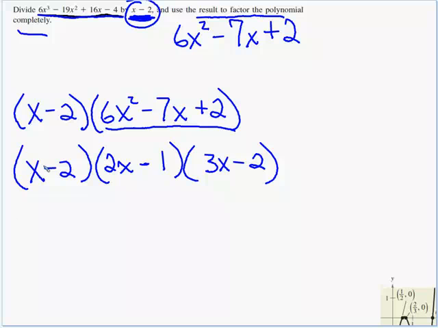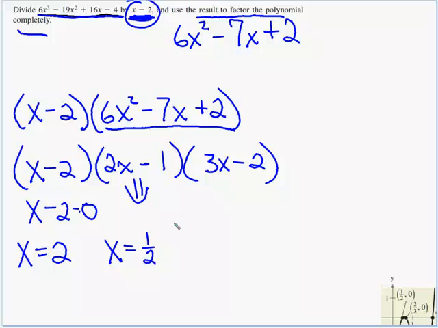And to complete it off, if we set each of these equal to 0, we would have x minus 2 is 0. Add 2 to both sides, x is 2. That was the 0 we already saw on the graph. If we take this one and set it equal to 0, we'll add 1 to both sides and divide by 2. So here we'll have x equals positive a half. And this one, this is a minus 2. We would add that to the other side and get 3x equals 2 and then divide by 3. So x is going to equal 2/3.